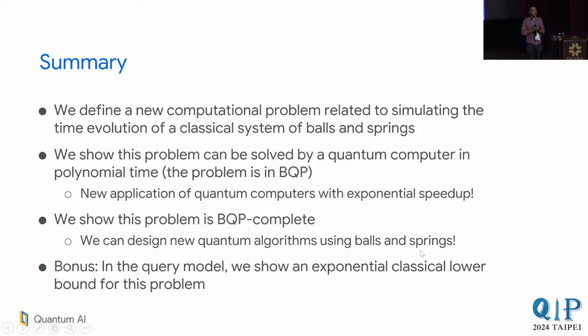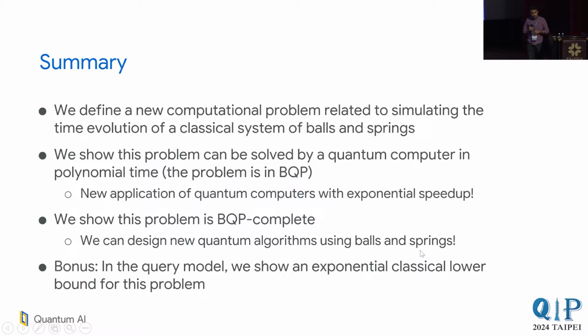Okay, so we take this new problem. We show that this problem is in BQP. In other words, it can be solved by a quantum computer in polynomial time. The upshot of this result is it's a new application of quantum computers, right? So we can use quantum computers to solve this balls and springs problem, and also more generally simulating a classical system of coupled harmonic oscillators. And in fact, it's a new application with an exponential speedup.